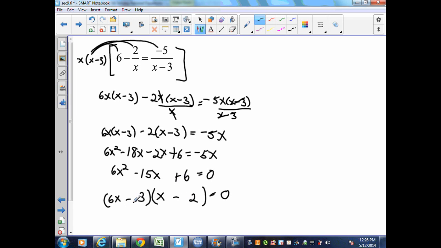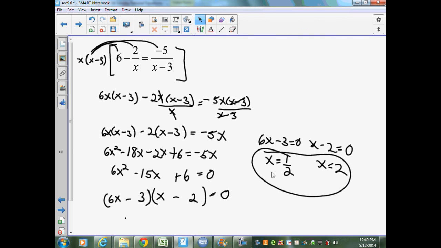Now, each quantity can be set to 0. 6x minus 3 equals 0. And when I solve that, x is going to equal 1/2. And x minus 2 equals 0. And when I solve that, x equals 2. And when I plug in 1/2 back into my original equation, I get 2 equals 2. And when I plug in 2 into my original equation, I get 5 equals 5. Therefore, each are solutions of my equation.